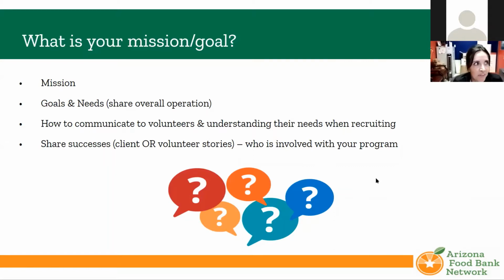And then they get all excited, like, yeah, of course we can help you. So it's just a good thing to share. And then also how to communicate to volunteers and understanding their needs when recruiting.